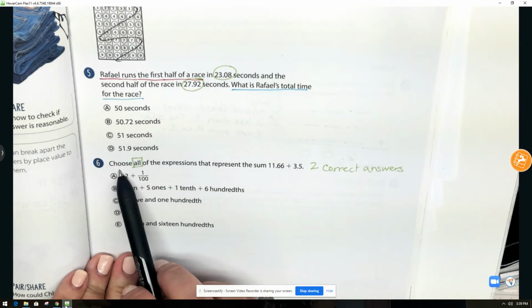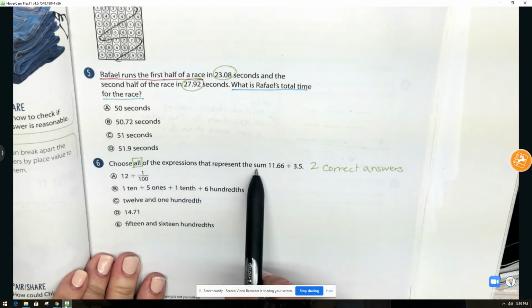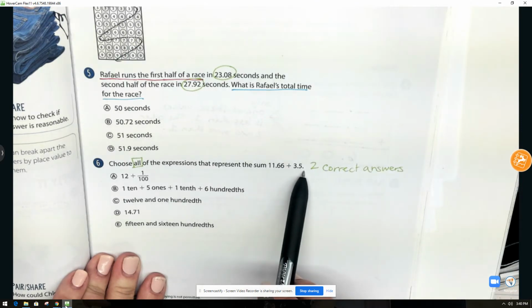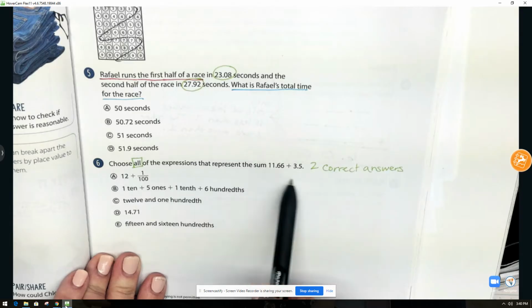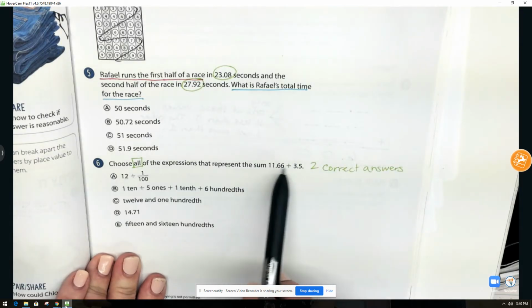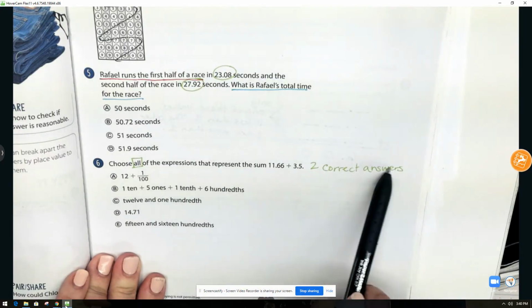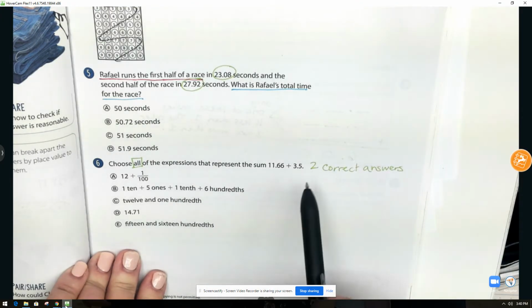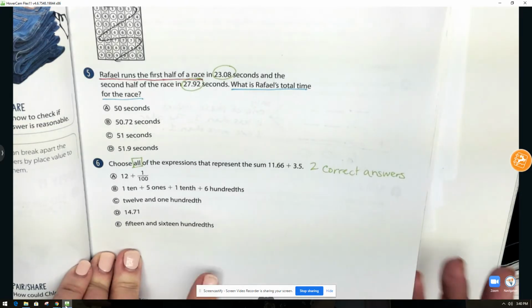For number 6, it says choose all the expressions that represent the sum of 11 and 66 hundredths plus 3 and 5/10. First of all, add the two together. You're not going to know what the answer is until you add the two together to find the sum. After you find the sum, there are 2 correct answers. Tell me which of these 2 are the correct answers. Make sure that you line up your place values when you add.